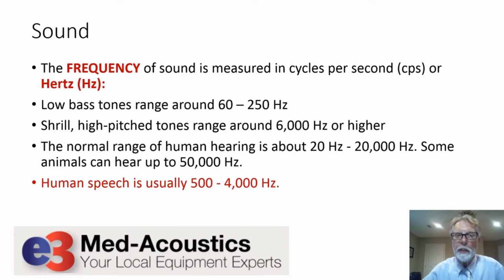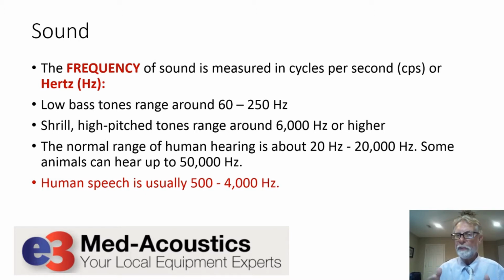So we would describe sound in two ways. First of all, frequency. Frequency is measured in cycles per second or hertz, and hertz is abbreviated with a large H and a small z. That's how you normally hear it. So low frequency sounds, or bass sounds, they're in the range of 60 to 250 hertz. That's how many vibrations per second in the air, okay?